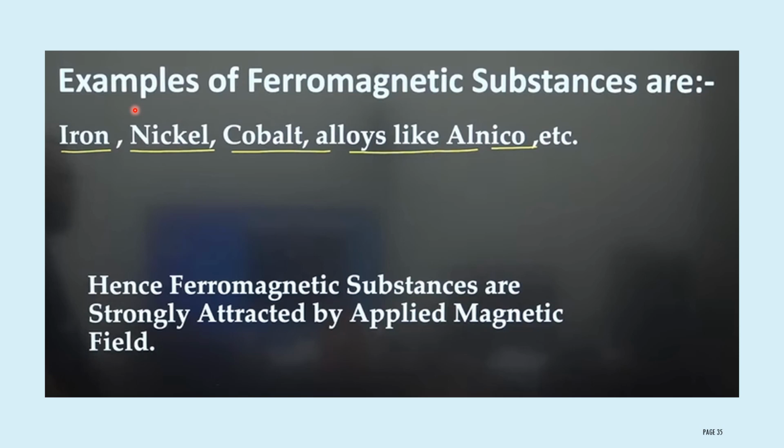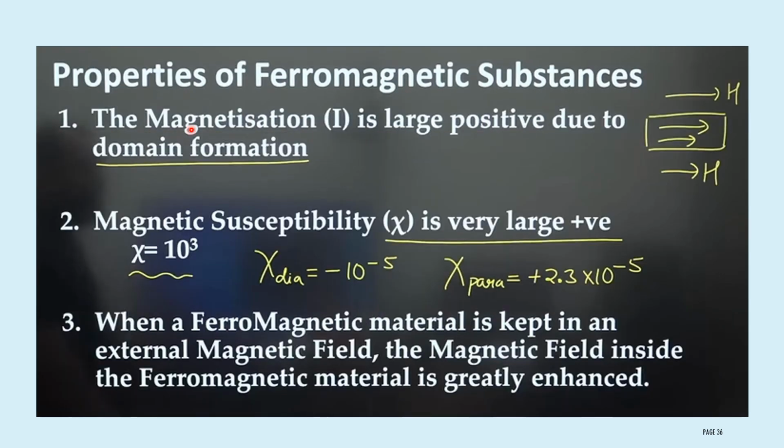Examples of ferromagnetic substances are iron, nickel, cobalt, alloys like alnico, etc. Hence, ferromagnetic substances are strongly attracted by the applied magnetic field. Let us discuss next one, properties of ferromagnetic substances. First one, the magnetization I is large positive due to domain formation.